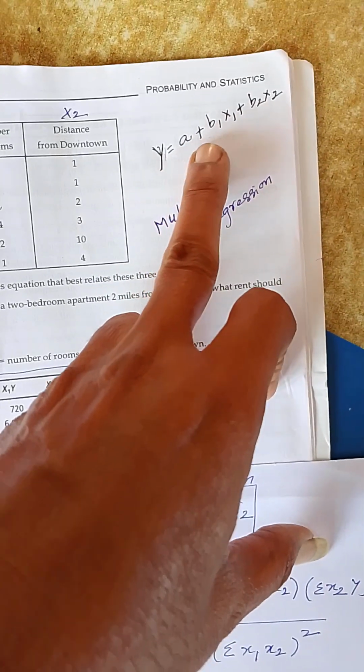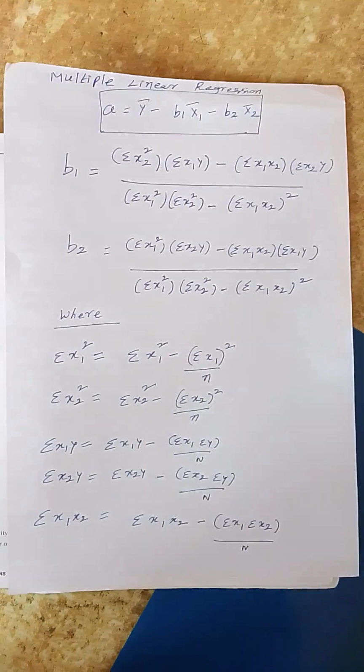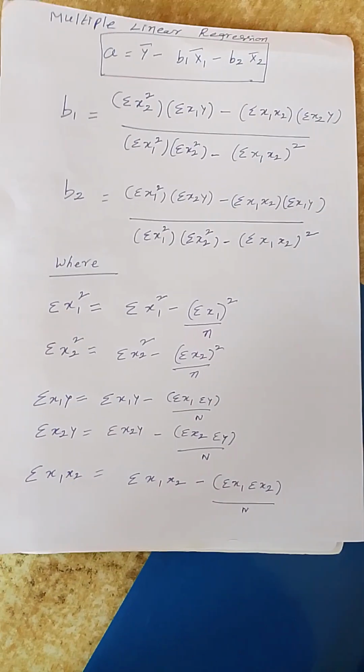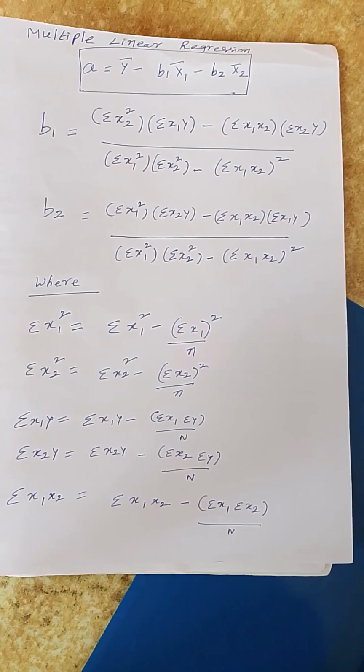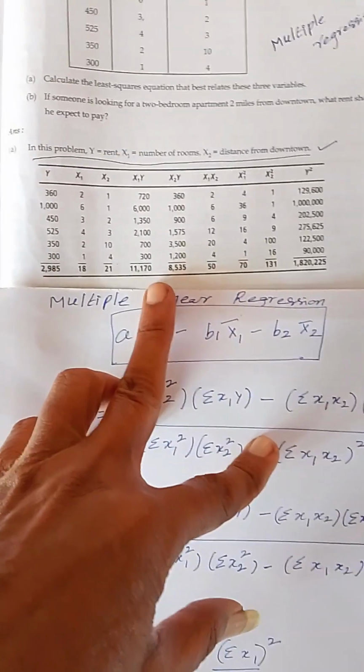Y is equal to a plus b1 x1 plus b2 x2. My dear students, with the help of this we are going to solve. b1 first we have to get, then b2 we have to get. For this purpose the formula demands these columns like x2 square, x1 square, x1y. Likewise, my dear students, in a table we do all these calculations. So these are the columns.